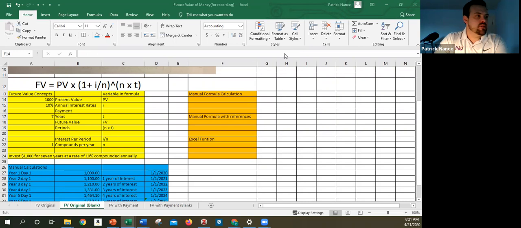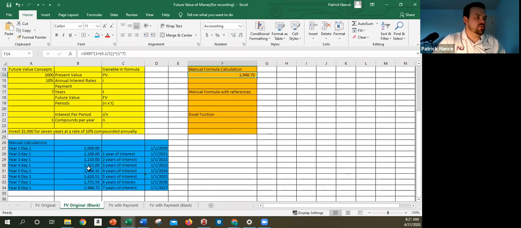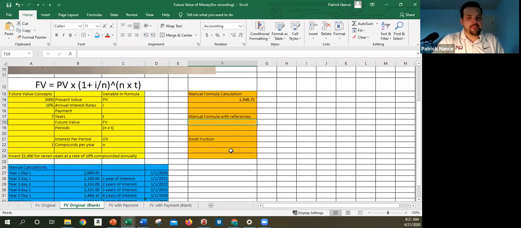Now, I can also put that into formula form instead to make it easier and to not have any typos. So the manual formula calculation would be $1,000 times 1 plus interest, 0.1 over 1, my n, raised to the power of 1 times 7. That will give me the same thing, so not having to go through all these steps of multiplying by 1.1 each year. I can also build this so that it calculates this for me instead.